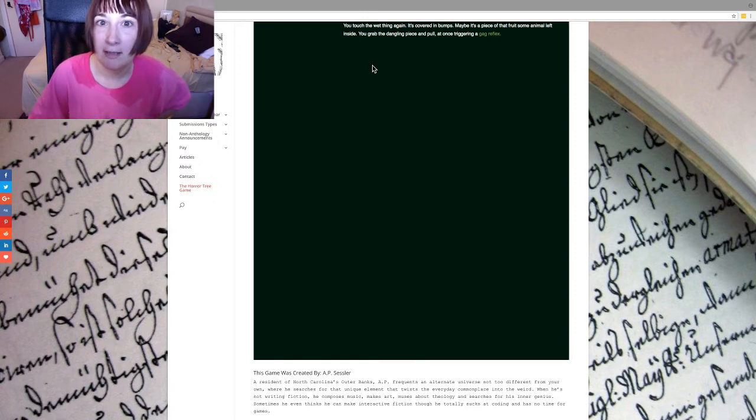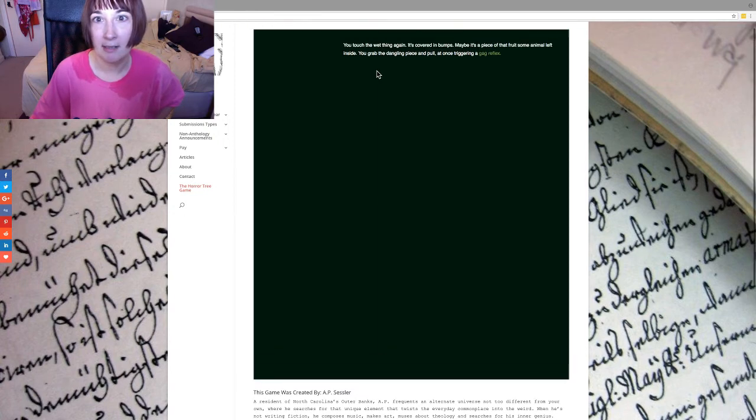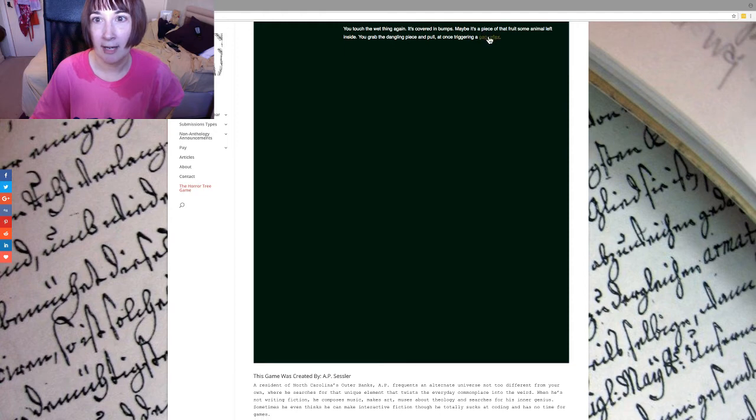You touch the wet thing again. It's covered in bumps. Maybe it's a piece of that fruit some animal left inside. You grab the dangling piece and pull, at once triggering a gag reflex.